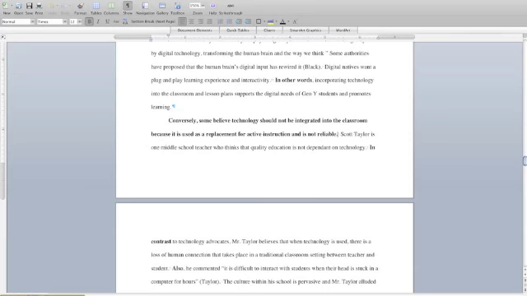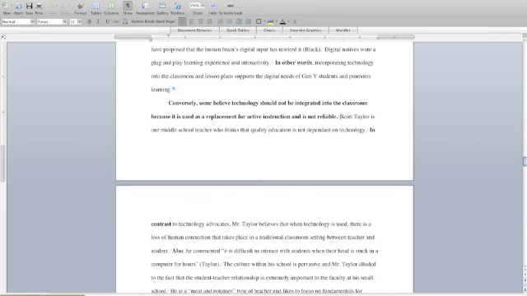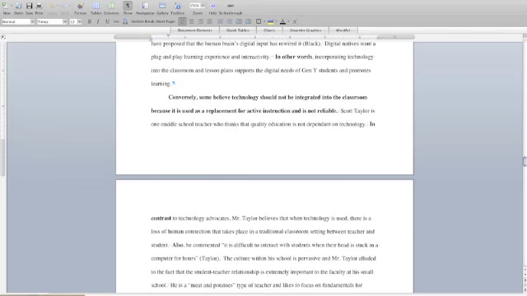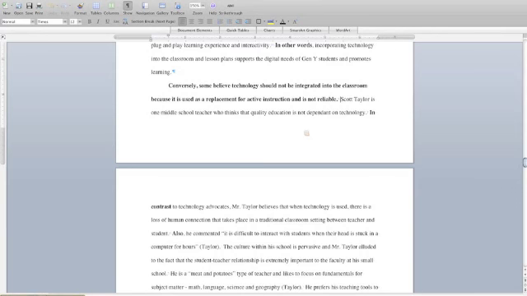Immediately after that topic sentence, the writer moves directly into the source material. Scott Taylor is one middle school teacher who thinks that quality education is not dependent on technology. Okay, so there's no commentary there. There's no lead up, there's no build up, none of that. We move directly from that topic sentence into the source material to support that topic sentence.